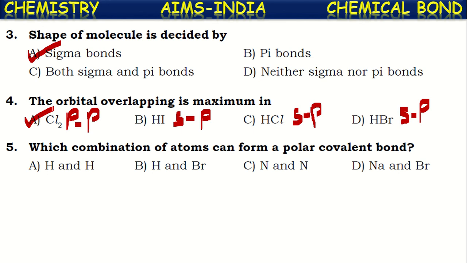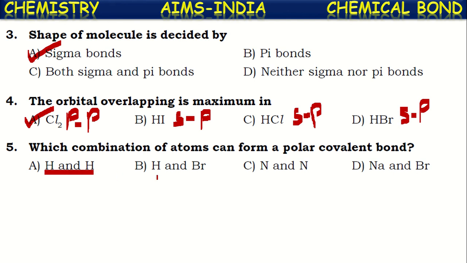So if such atoms share a pair of electrons, the atom with greater electronegativity will pull the pair of electrons towards it, and hence the bond becomes polar in nature. Now see here, the combination of atoms where atoms with different electronegativities are mentioned. Both are hydrogens here, so the covalent bond formed will be a non-polar covalent bond because they are similar atoms.